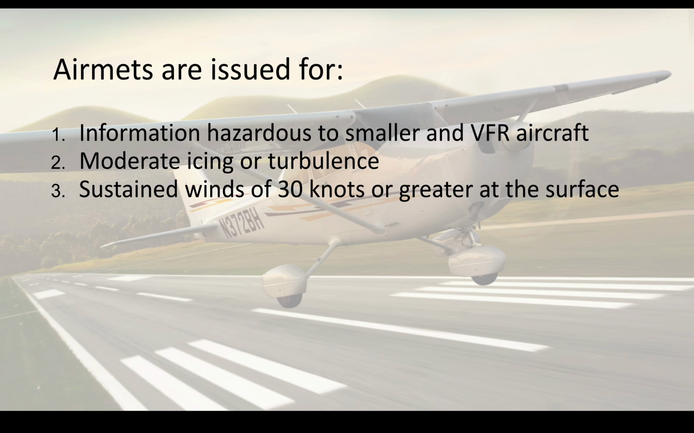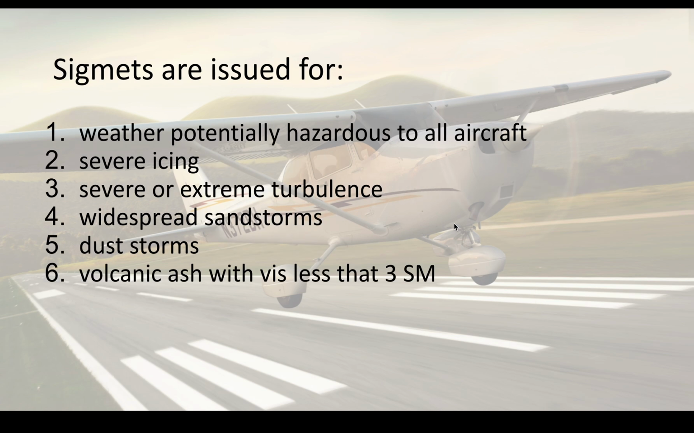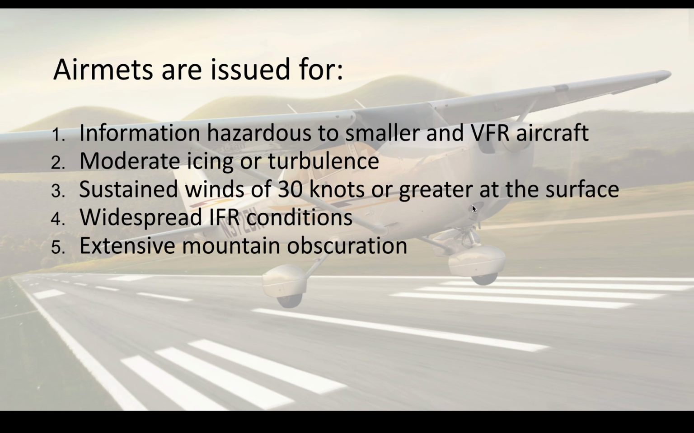Or, I should say, sustained winds of 30 knots or greater at the surface, or widespread IFR conditions, or extensive mountain obscuration when you can't see the mountains. You don't want to fly into them. Or volcanic ash with visibility less than 3 statute miles. Sorry, there's only 5 things for AIRMETs. I don't know why I did the slides this way.